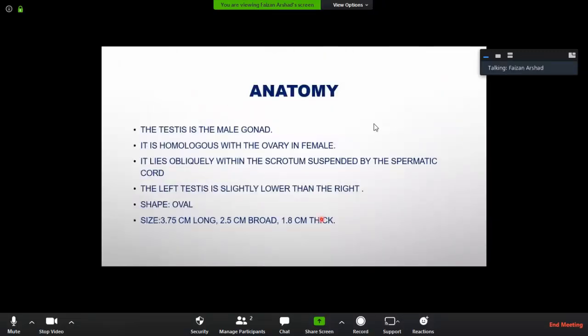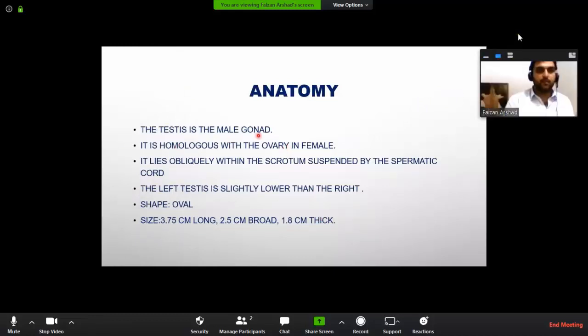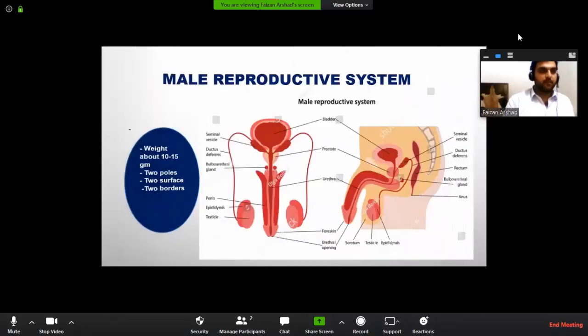Anatomy. We all know about the anatomy of the testes, but for a brief overview, the testis is the male gonad. It is homologous with the ovary in the female. It lies obliquely within the scrotum, suspended by the spermatic cord. The left testis is slightly lower than the right one. The shape is oval. The size measurement is 3.75 centimeters long, 2.5 centimeters broad, and 1.8 centimeters thick. And here is the diagram of the male reproductive system. The weight is about 10 to 15 grams, with 2 poles, 2 surfaces, and 2 borders.